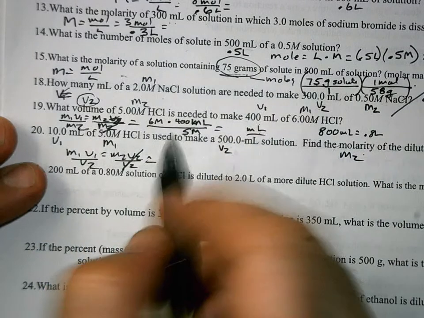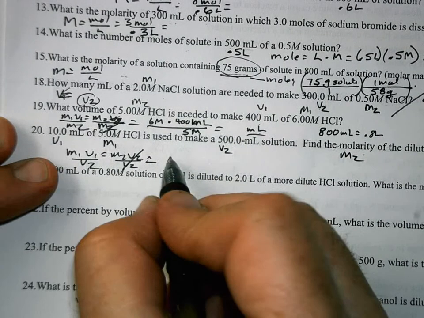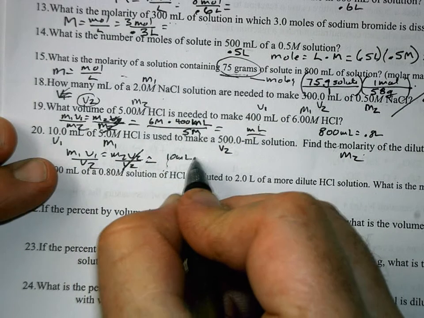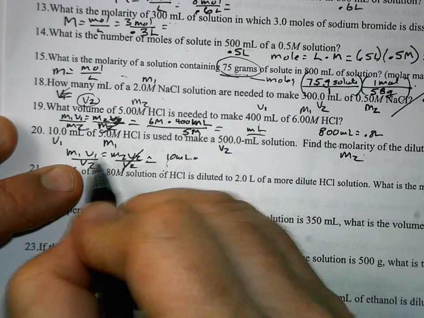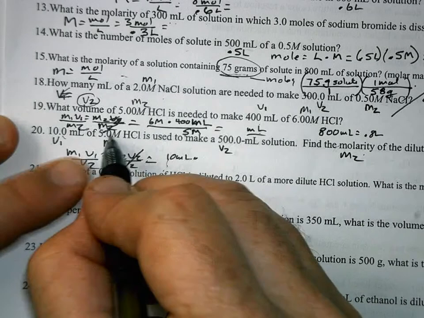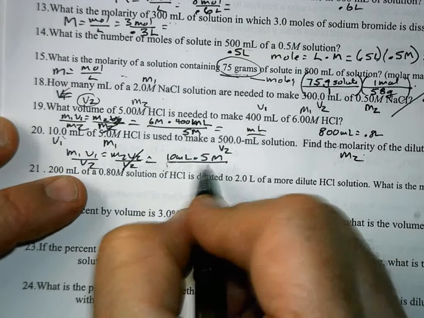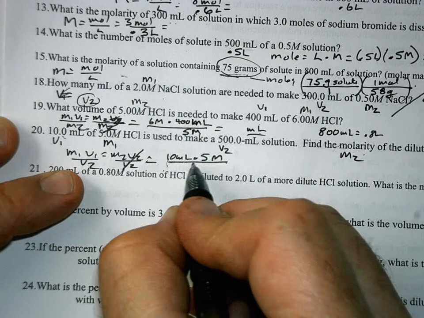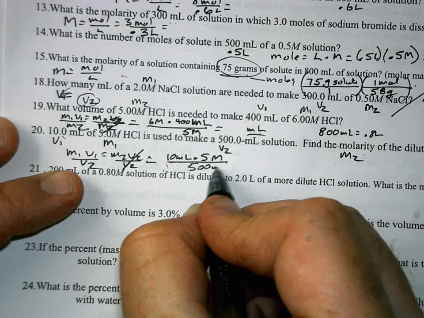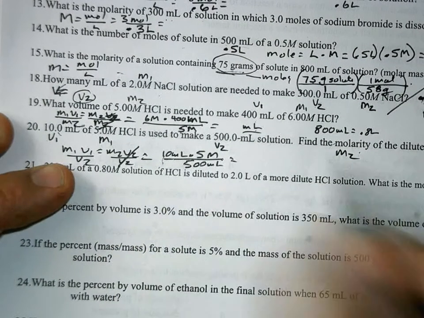Then we're going to do 10 milliliters times 5. I got the numbers backwards, but there we go. It will average out. And we're going to divide by 500 milliliters here. And so now you can do the math on that.